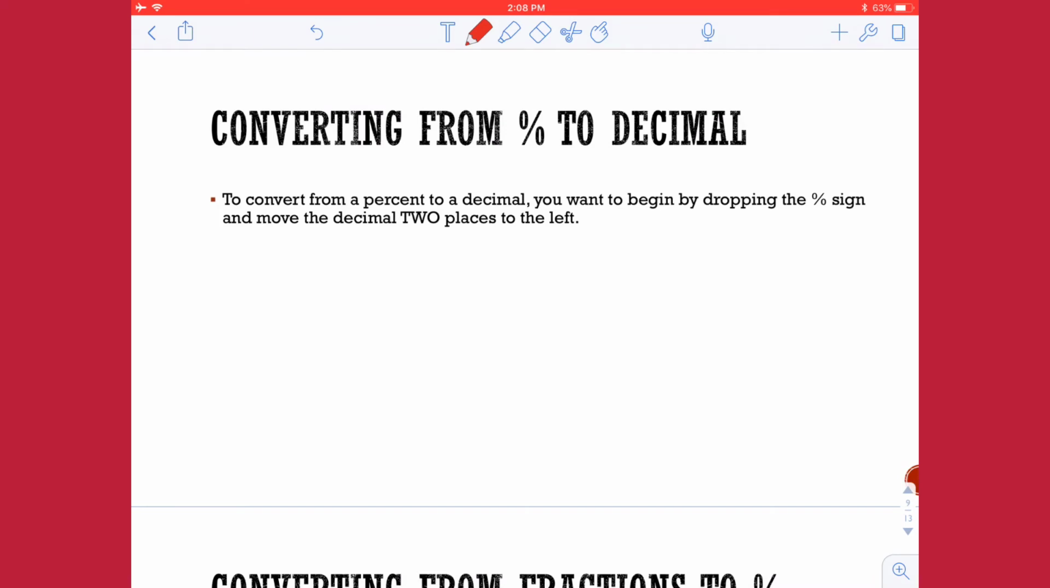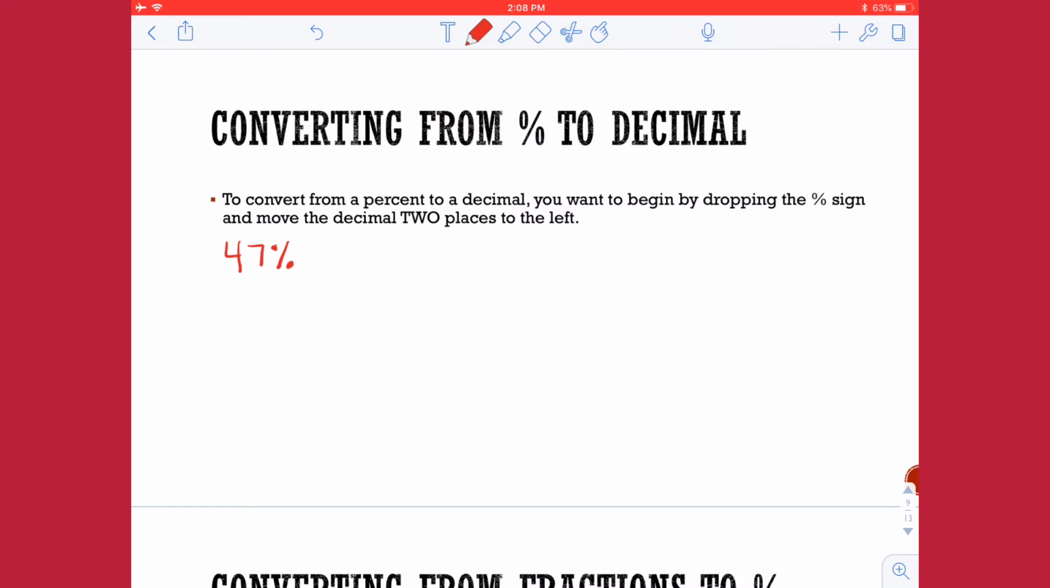Well, in order to convert from a percent to a decimal, you drop the percent sign and move the decimal 2 places to the left. So let's start out with a value like 47%. When you're dealing with 47%, this is a whole number, meaning it doesn't have any decimals. It's a number that's larger than 0. So you're dealing with a nice, pretty whole number.